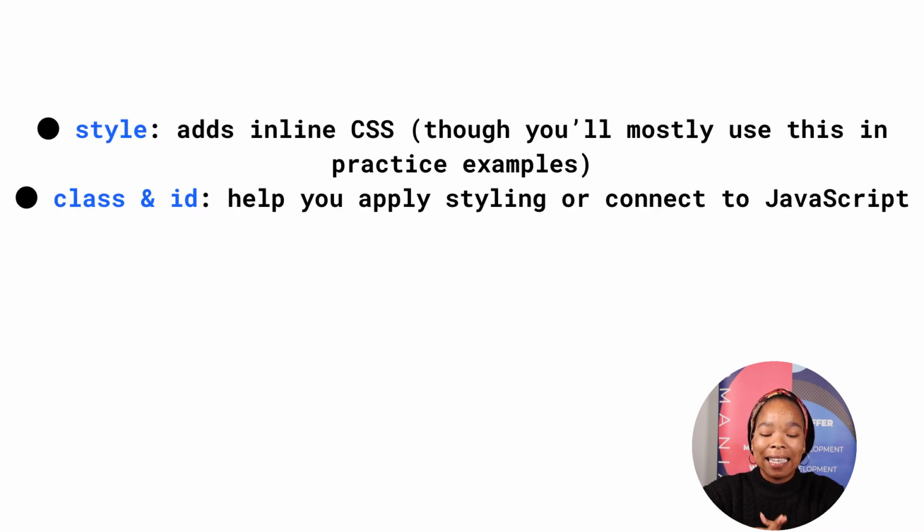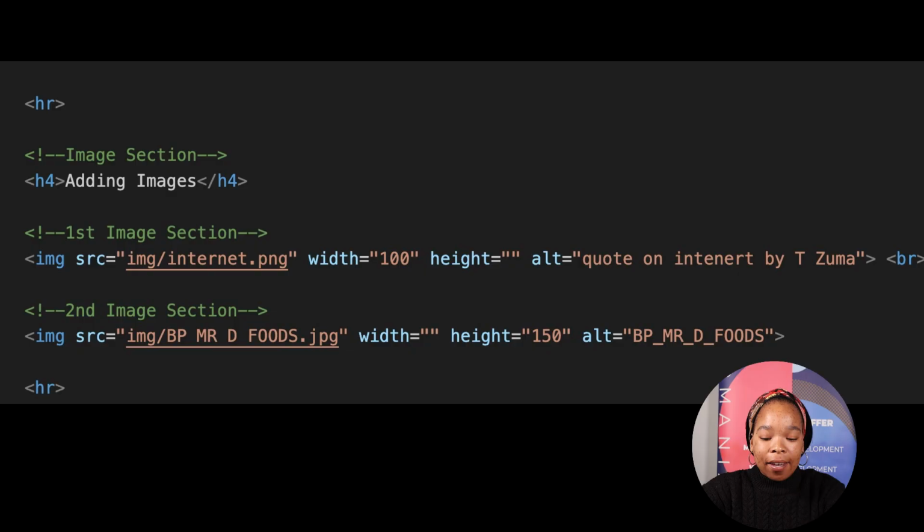Style adds inline CSS. Even though you'll rarely use these in practice, it's good to know that you can add styles to your HTML. Class and ID help with applying styling and connecting to JavaScript. Here is an example of them in play. You'll see these attributes a lot. They help define how elements behave, how they look, and how they connect with styles and scripts. Over time, using them becomes like second nature.